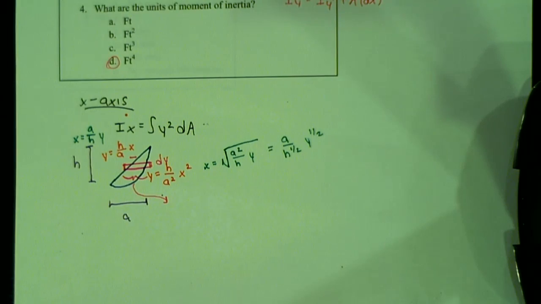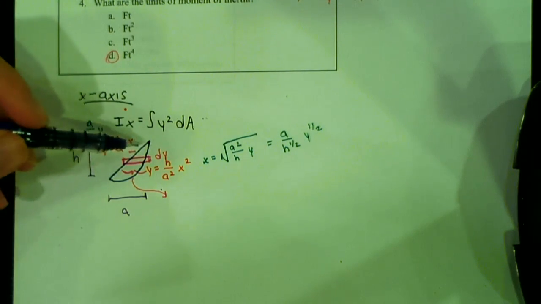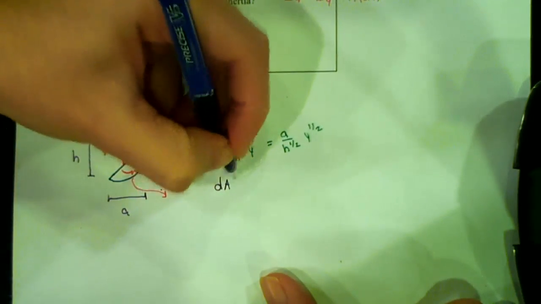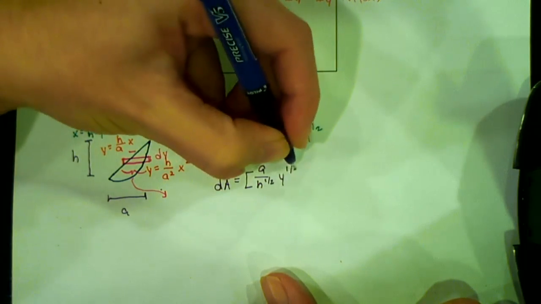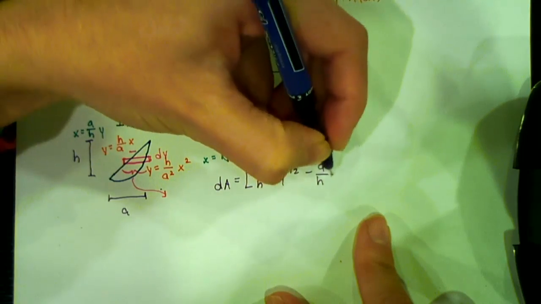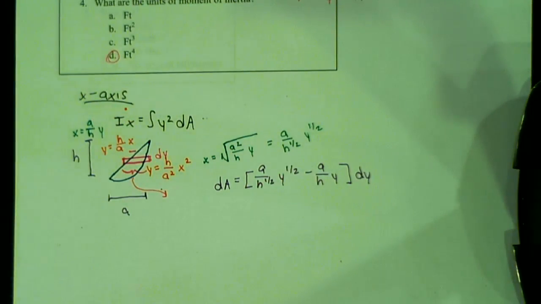Now we know that dA, for that length, is going to be right minus left. So it's going to be a over h to the 1/2 times y to the 1/2 minus a over h times y, and then times dy. Everyone good with that? We just did right minus left, the same process that we did with the centroids.